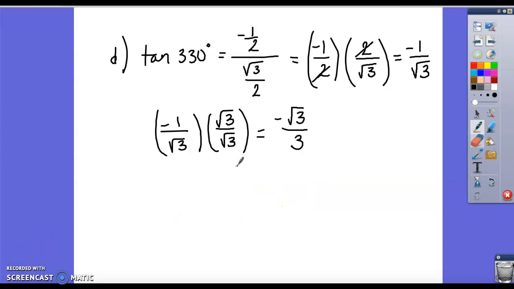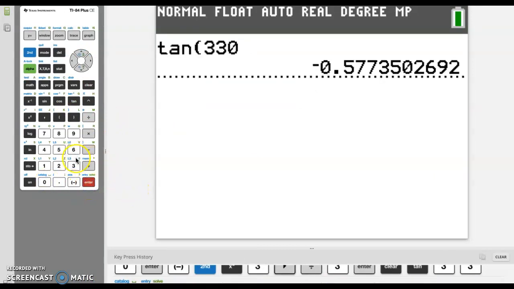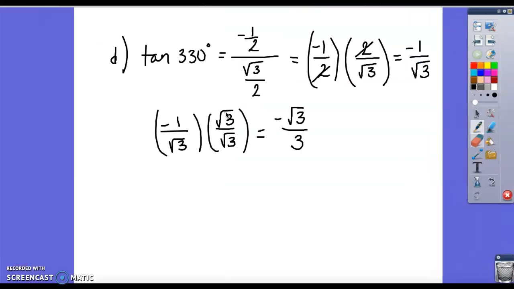Again, you can use the calculator to verify this, but it's not going to give you the exact answer. I can go to my calculator and put tangent of 330 degrees in there, and I got, for my answer, negative square root of 3 over 3. So I can verify that that's what it is, but to get that exact answer, I've got to use the unit circle. Let's just look at a few more and then we'll be done.